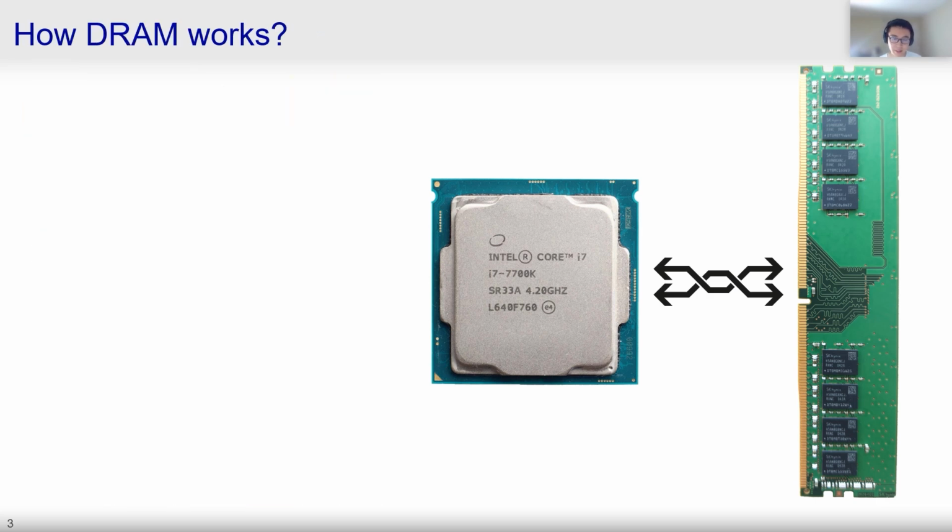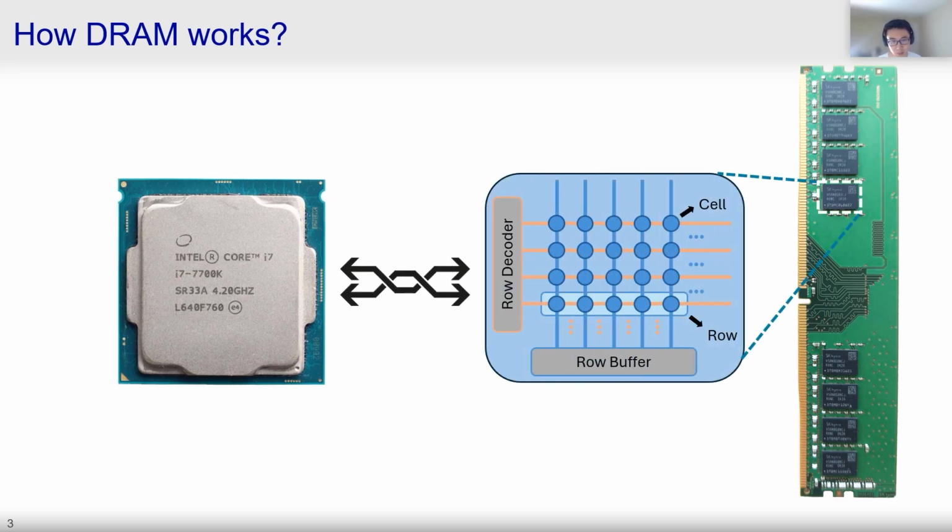Before I can talk about what a Rowhammer attack is, let me first introduce how DRAM works. Let's look inside a DRAM chip. You'll find a 2D array of capacitors, which we call DRAM cells. The data is represented by whether there is charge or not in each DRAM cell. For example, if there's charge, the data is 1. If there's none, the data is 0.